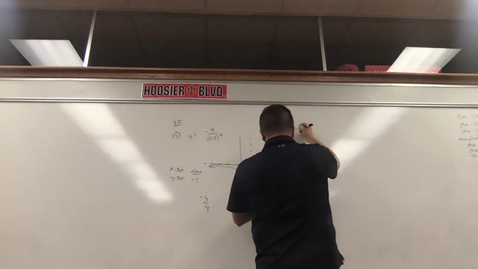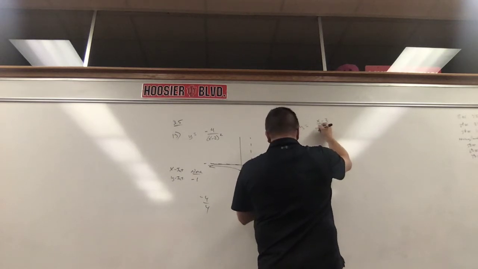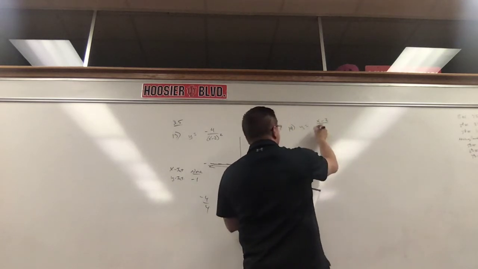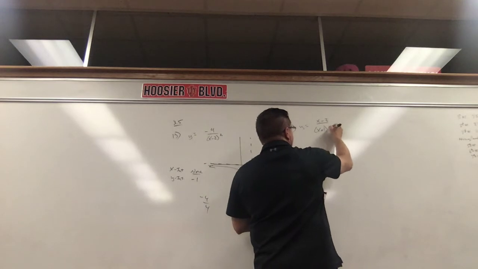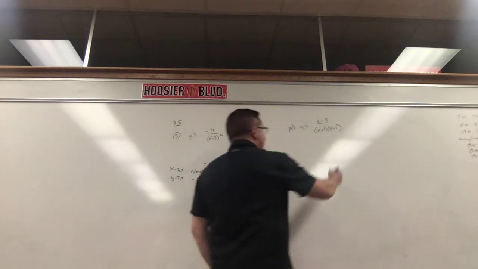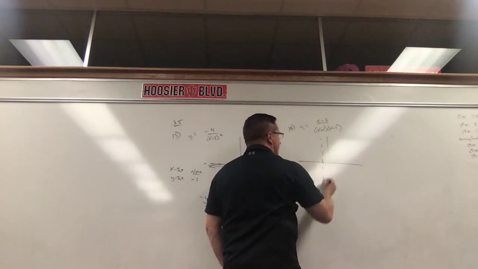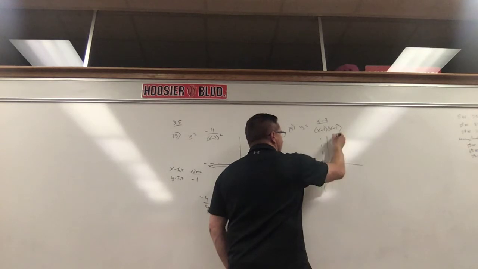Number 19, we have y equals x minus 3 over x squared minus 1. I'm going to factor that. It's a difference of squares. That's x plus 1, x minus 1. Okay? So my vertical asymptotes are what makes the bottom 0. At -1 we have a vertical asymptote. At +1 we have a vertical asymptote.